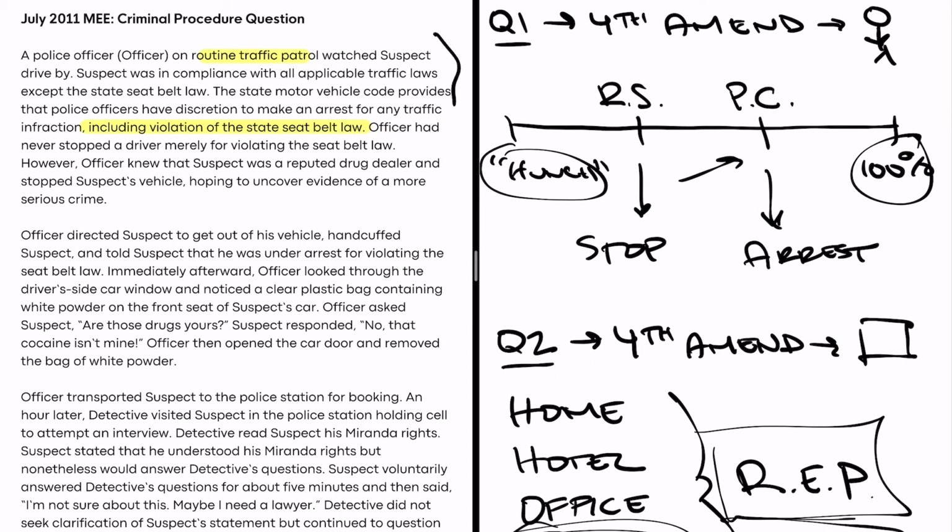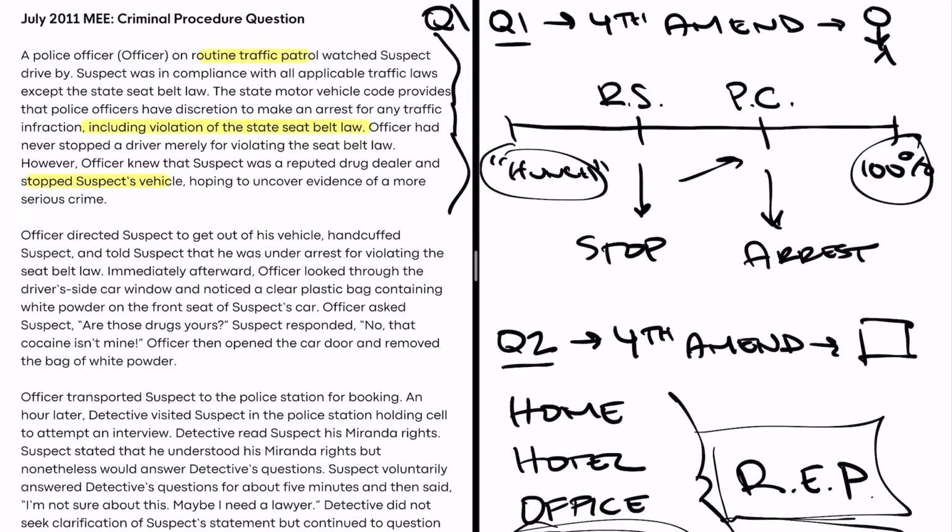Okay, so this is where we get into question 1 issues, right? Our first paragraph looks like it's going to be about question number 1. This is where we get our actual stop. Right here at the end of the paragraph, we do see that officer had never stopped a driver merely for violating the seatbelt law. However, officer knew that suspect was a reputed drug dealer and stopped suspect's vehicle, hoping to uncover evidence of a more serious crime.